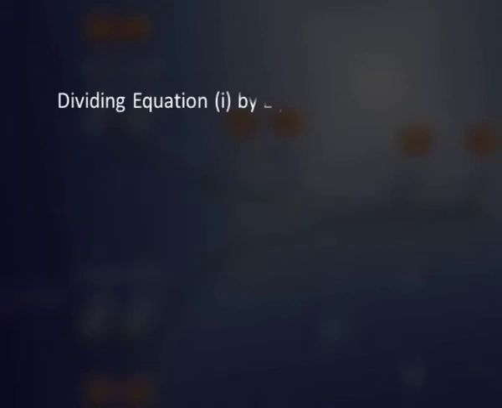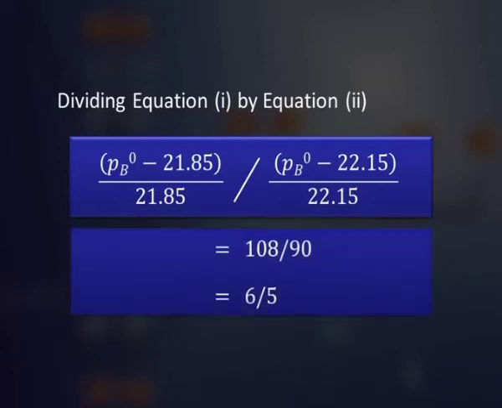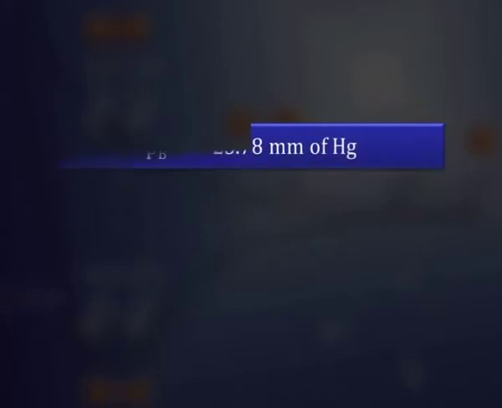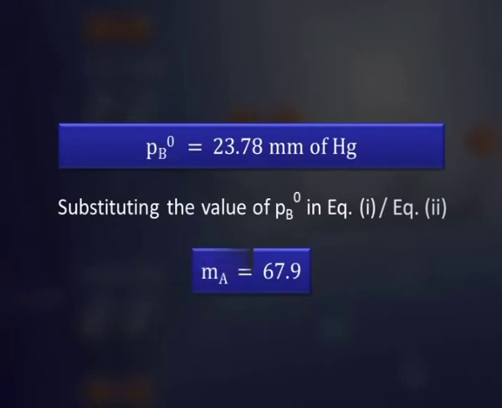Now dividing equation 1 by equation 2, we will get P naught B minus 21.85 divided by 21.85 divided by P naught B minus 22.15 divided by 22.15 equal to 108 divided by 90 equal to 6 by 5. You will get P naught B equal to 23.78 millimeters of mercury. Substituting the value of P naught B in equation 1 or in equation 2, you will get Ma equal to 67.9 grams per mole.